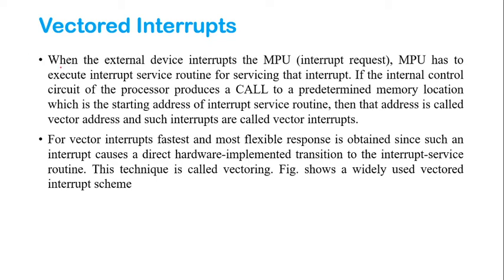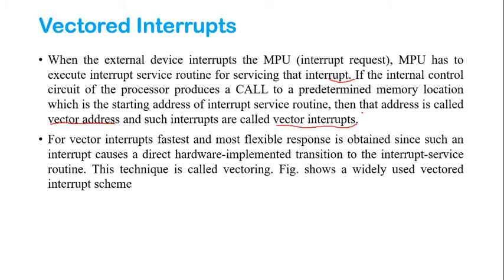Vector interrupts: when an external device sends an interrupt request to the MPU, the MPU has to execute an interrupt service routine for servicing that interrupt. If the interrupt control circuit of the processor produces a call to a predetermined memory location, which is the starting address of the interrupt service routine, then that address is called a vector address, and such interrupts are called vector interrupts.